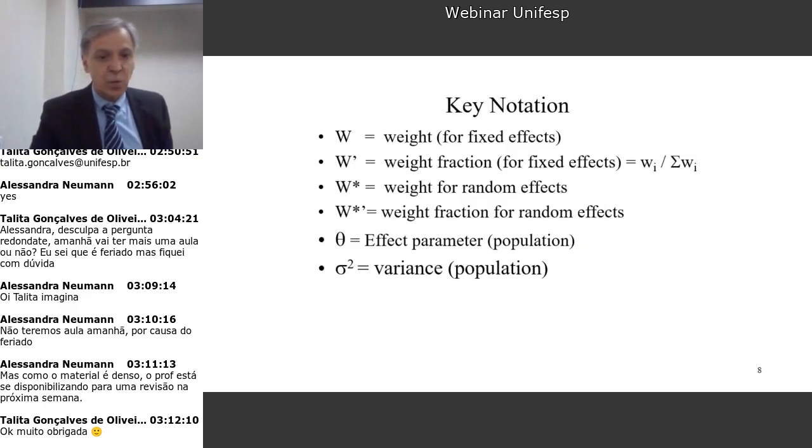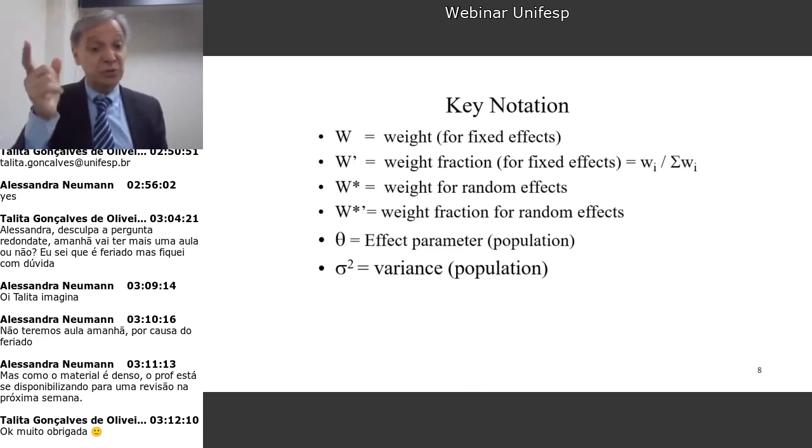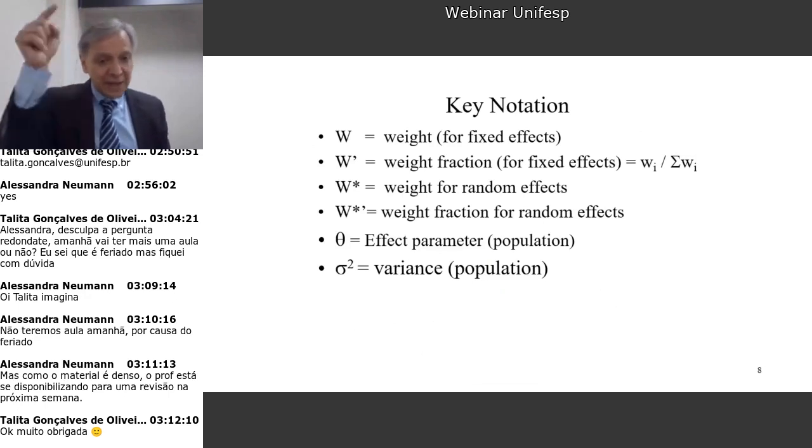These are the key notation. Weight for fixed effect is W. W line is weight fraction for fixed effect, which is basically the proportion of the weight out of the total. And weight star is the weight for the random effects. Weight star line is weight fraction for random effects. That's the proportion of the random effects of the total sum across the studies.